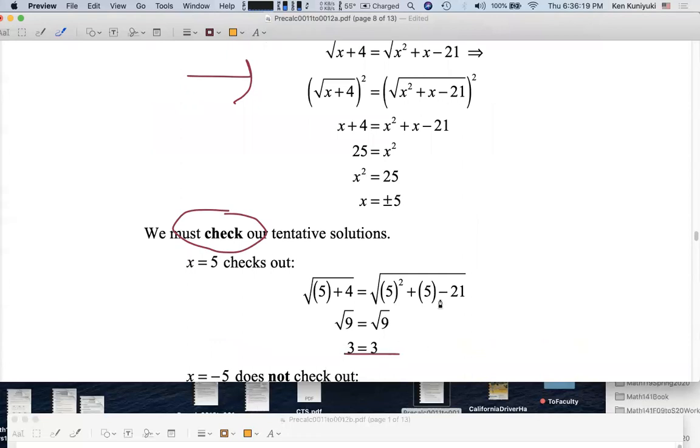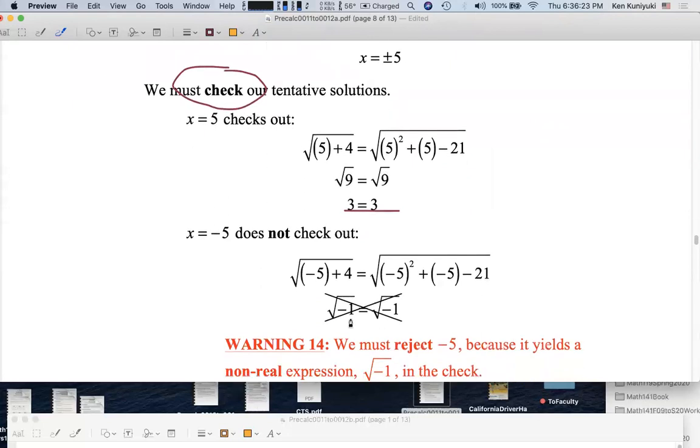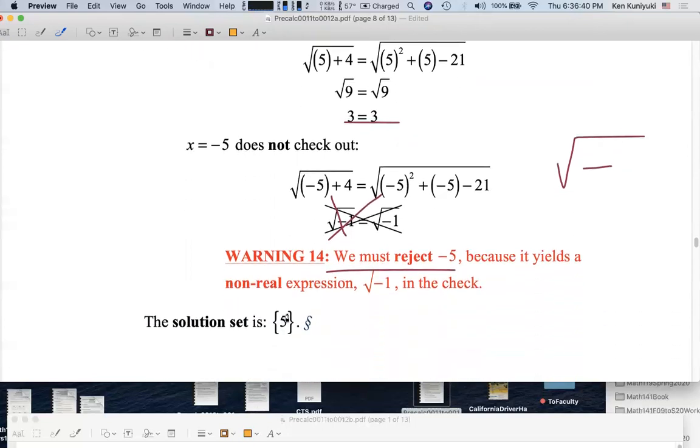3 equals 3. But if you try to plug in the negative 5, wait a minute. You're trying to take the square root of negative 1. That's no good. We must reject the negative 5. I realize that root negative 1 equals root negative 1 might look good, but we don't allow that. If you try to take the square root of any negative number in a check, you're dead. You have to reject that tentative solution. The solution set only consists of the sole solution 5.